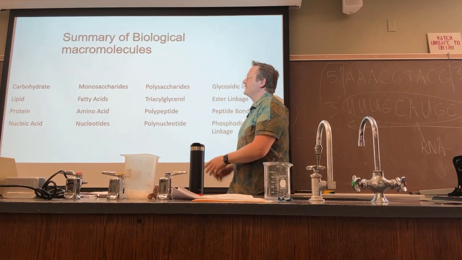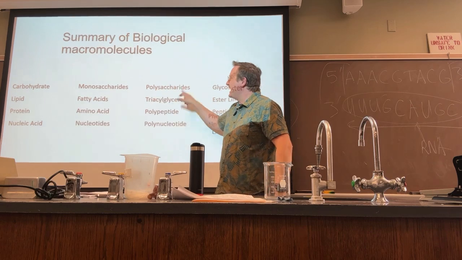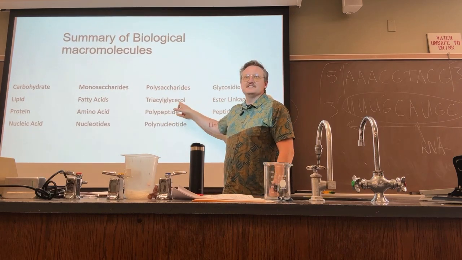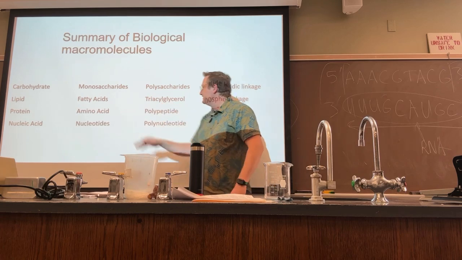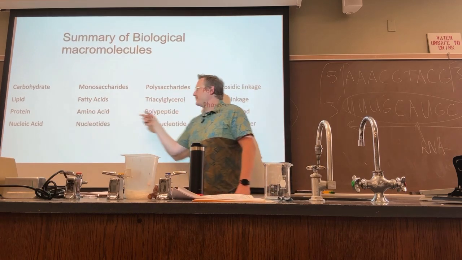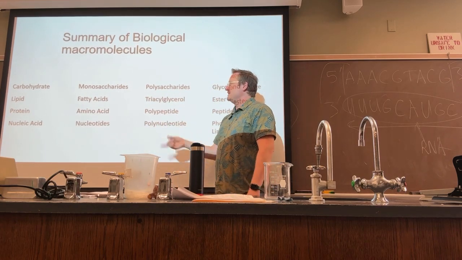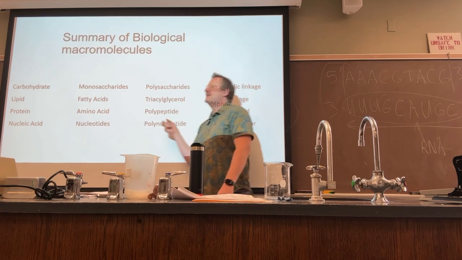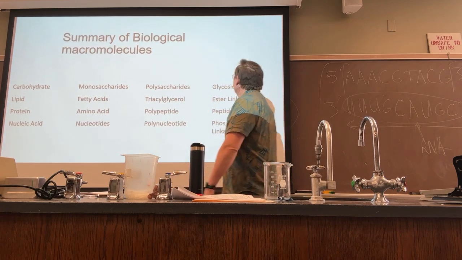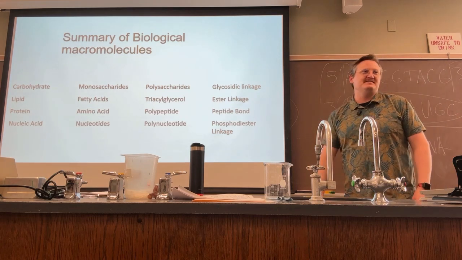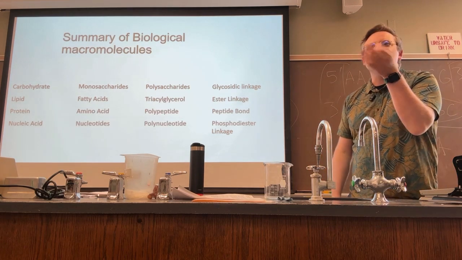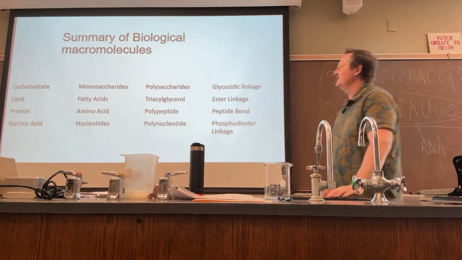Yeah, there's the name for the polymer types: polysaccharide, triacylglycerol, not a true polymer, but the triglyceride, right, for the lipids. Polypeptide is the name for the protein polymer. Polynucleotide is the name for the nucleotide polymer. There it is. And then you do not need to memorize the linkage types. But these are the bond types that hold all of the different subunits together.